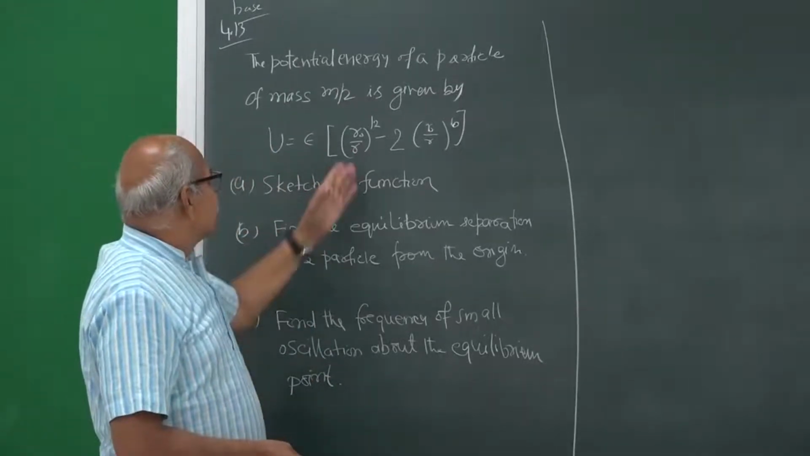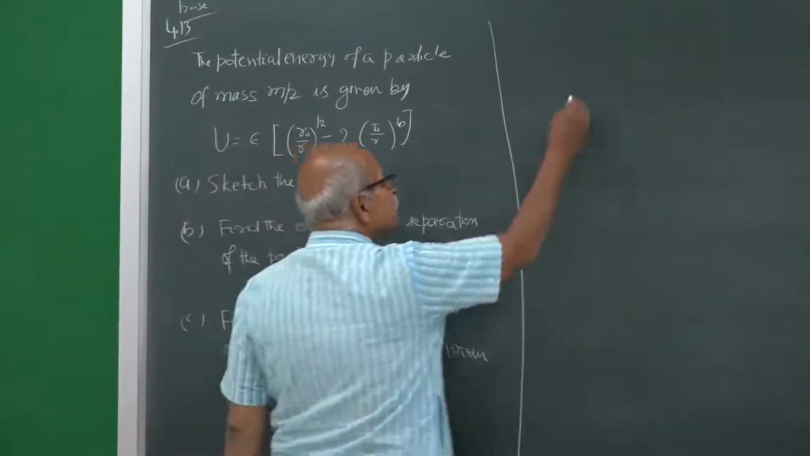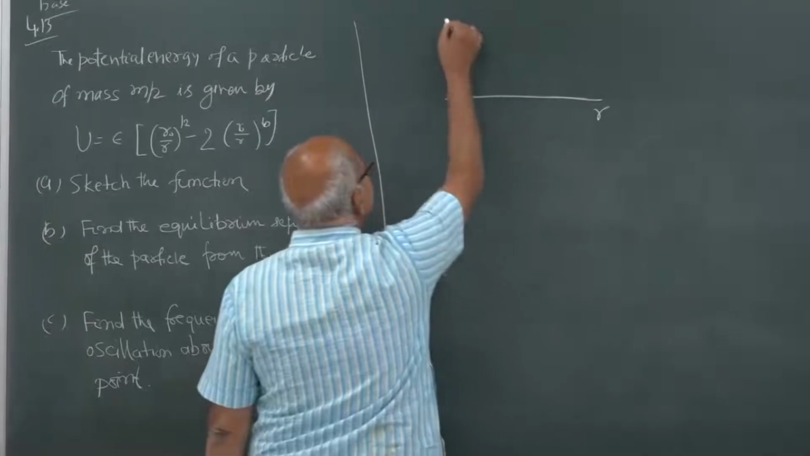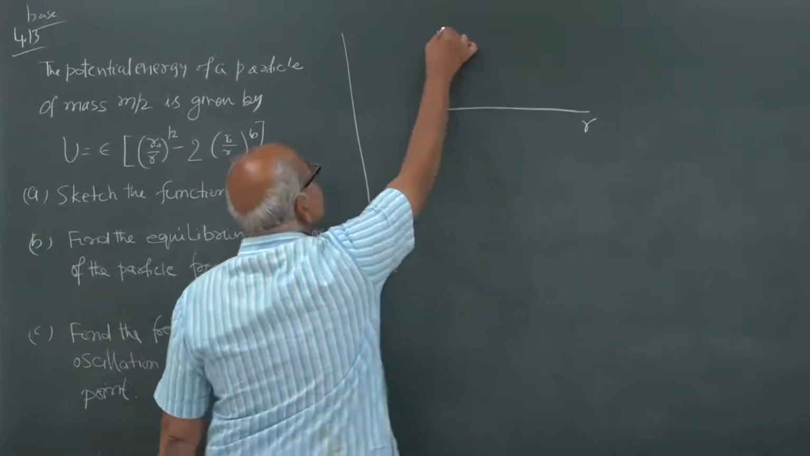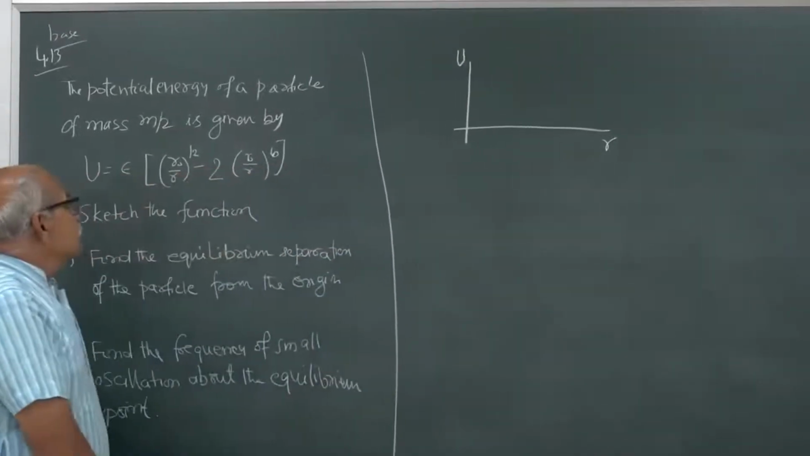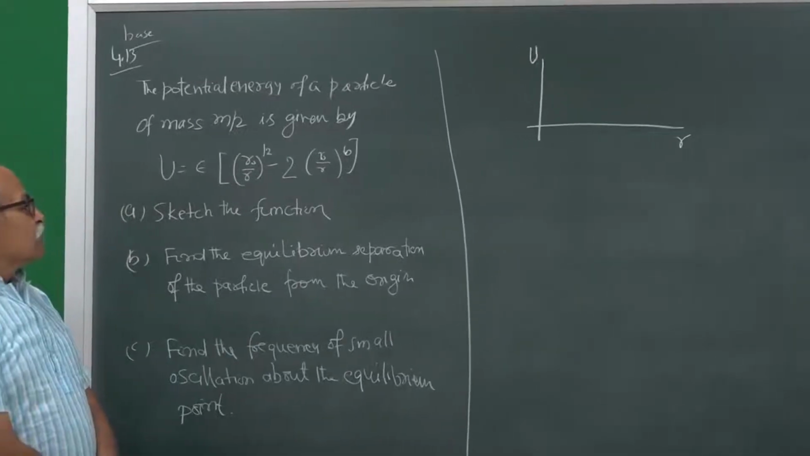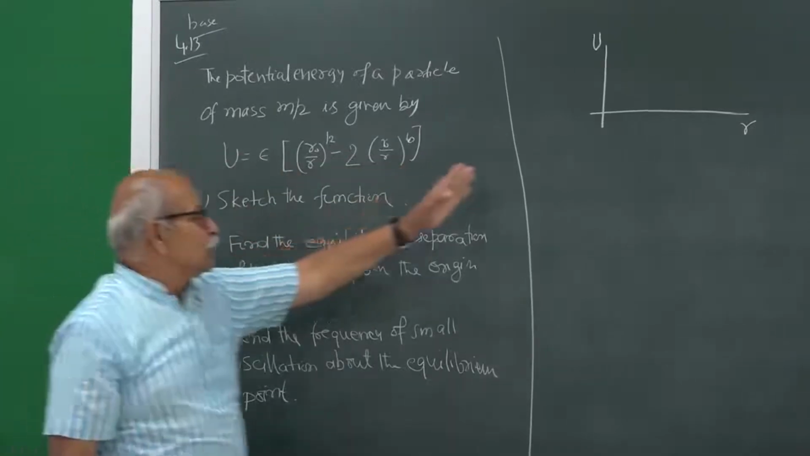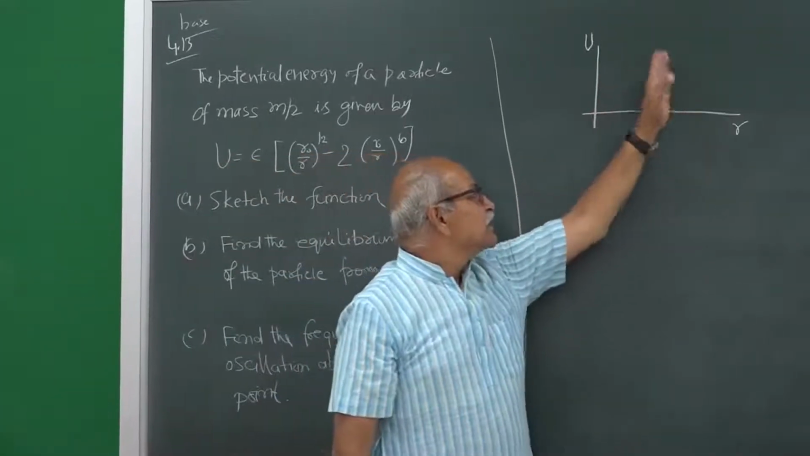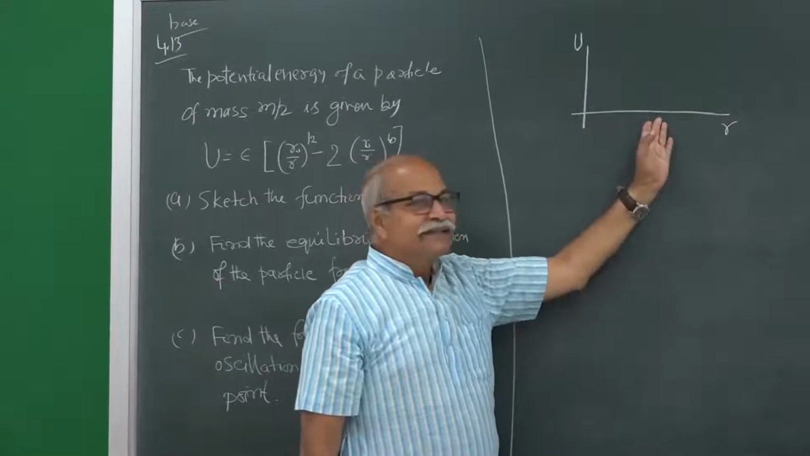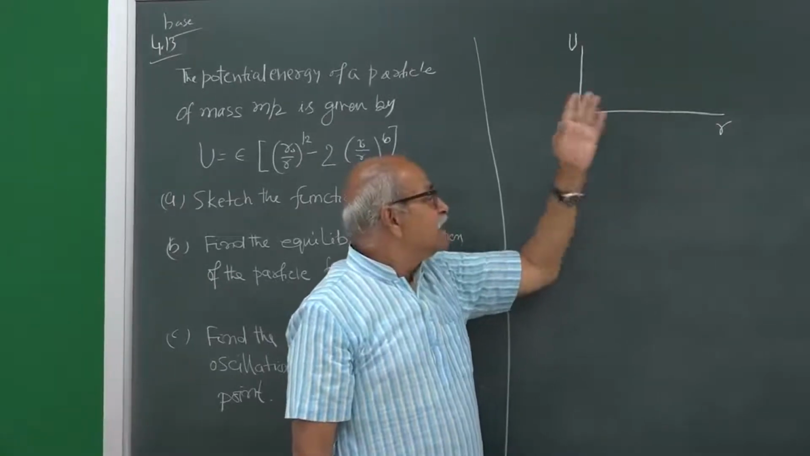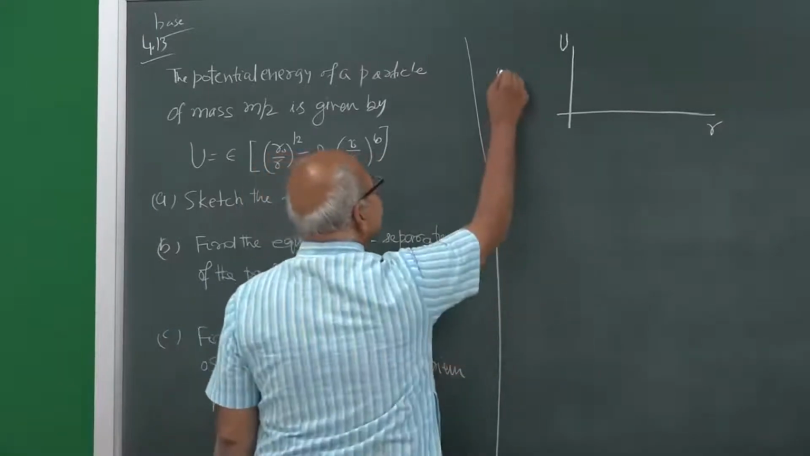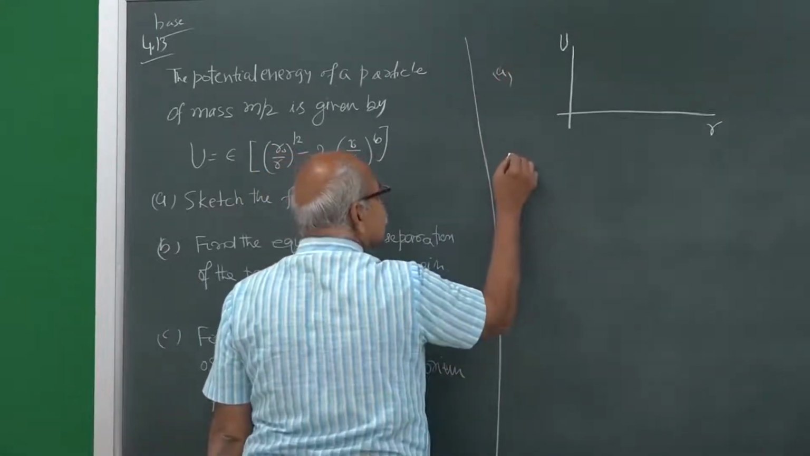So, sketch this function. I have to plot r and this U, and how do I sketch? The first thing is, are there points where this U is 0? I want to know whether this curve cuts the r axis or not, and if it cuts, then at which points. So, to sketch, let us do all those exercises.